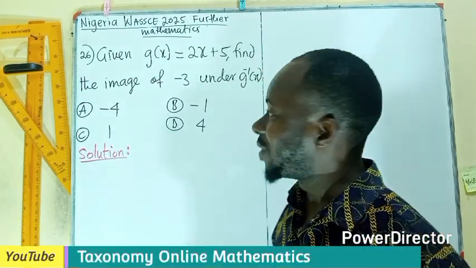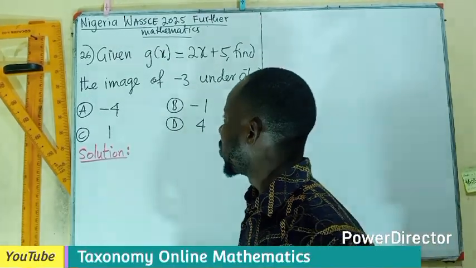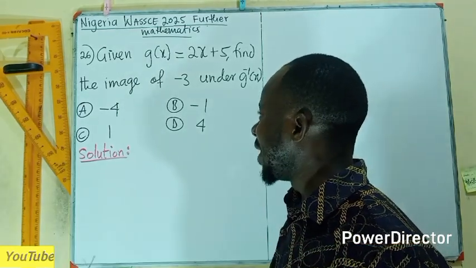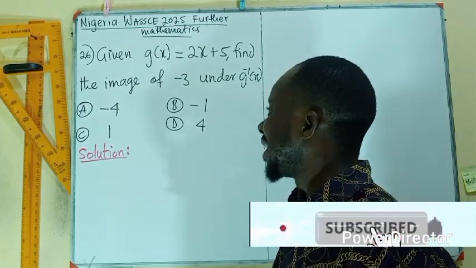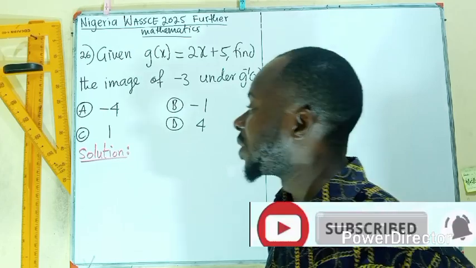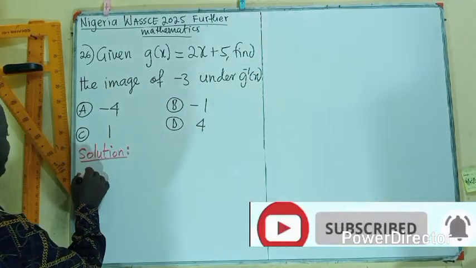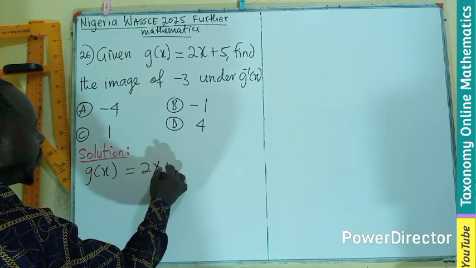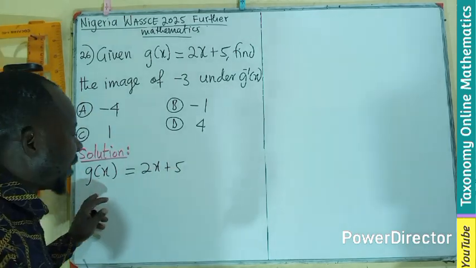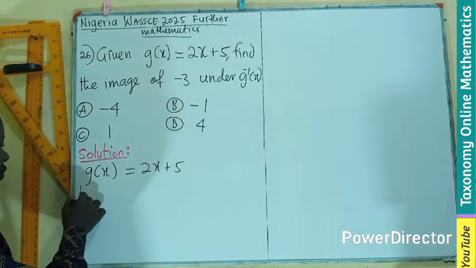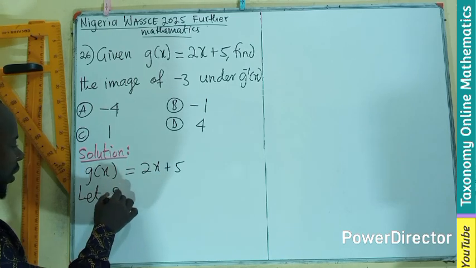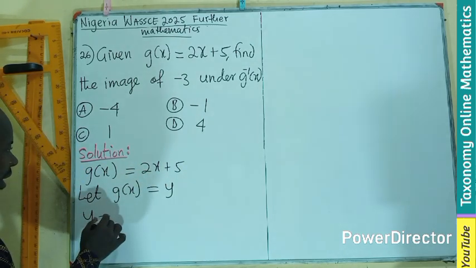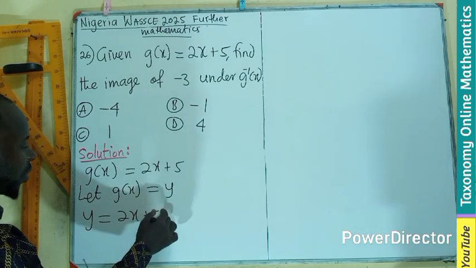Welcome to question 26. Given g of x as a function equals 2x plus 5, we have to find the image of minus 3 and the inverse of the same function. So if I have g of x equals 2x plus 5, to find the inverse, I am going to let g of x equal y, meaning y is equal to 2x plus what?